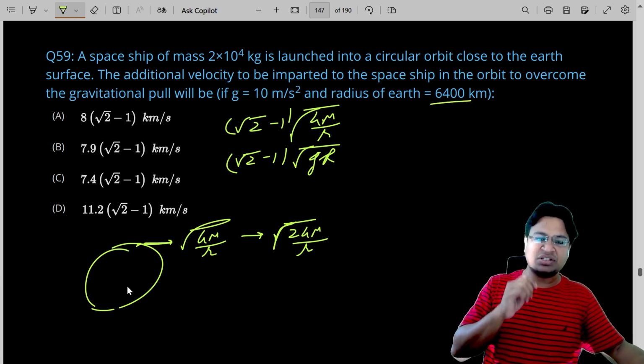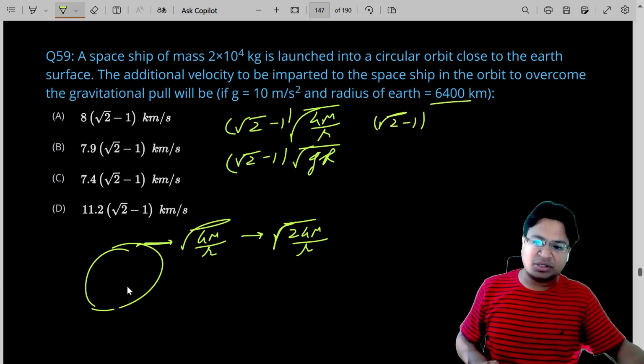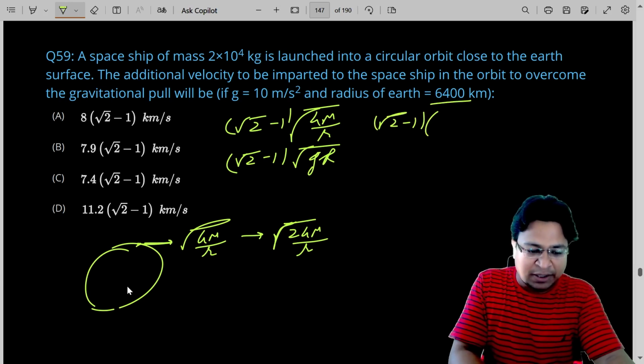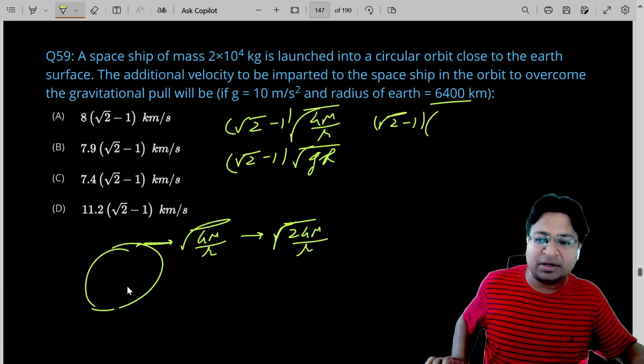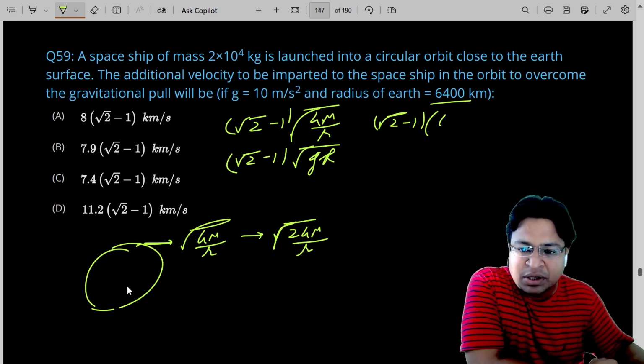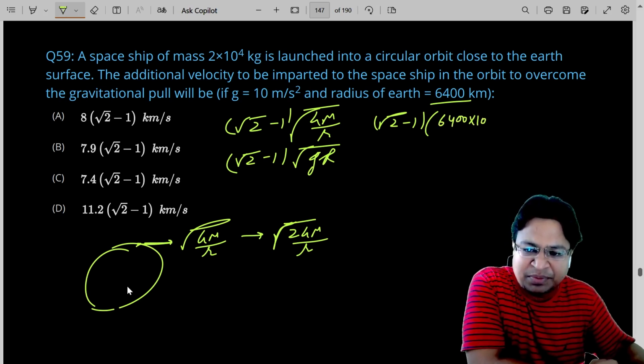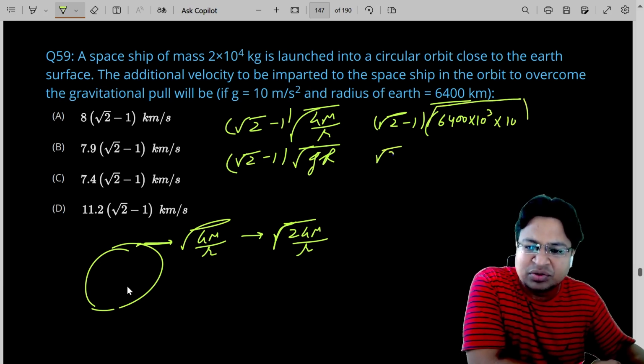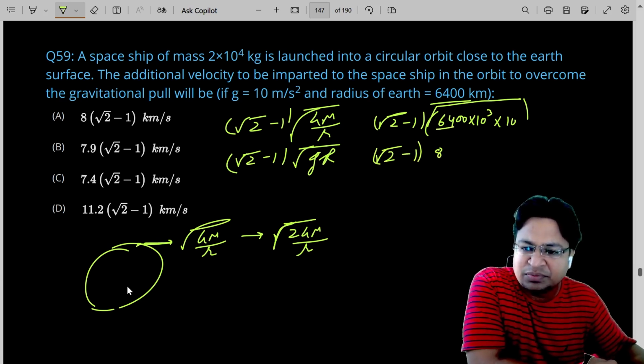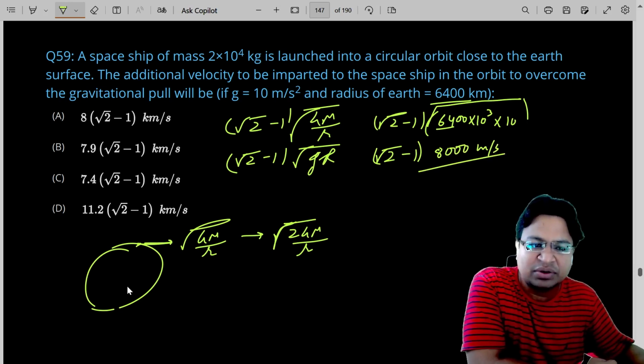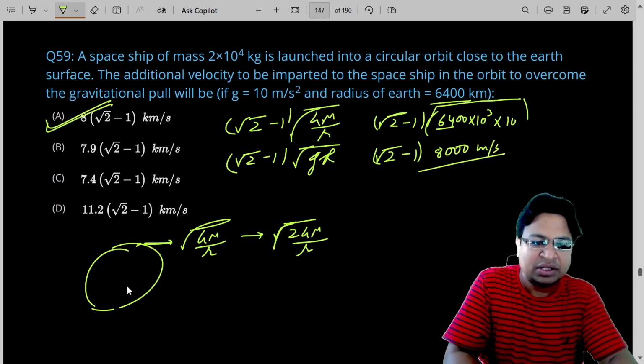So R is given, g is given. So this will become root 2 minus 1 into root of 6400 into 10 raised to power 3 into 10. So 10 raised to power 3, 800. It becomes root 2 minus 1, and then from here we will get 8 out, and then 10 raised to power 6. So this is in meter per second, so 8 kilometers per second. So option A would be the right one here, as we can see.